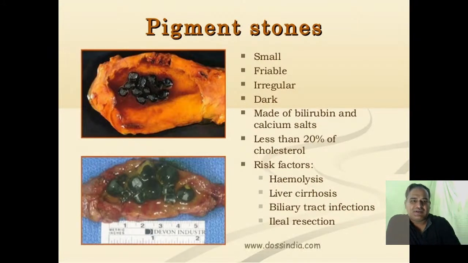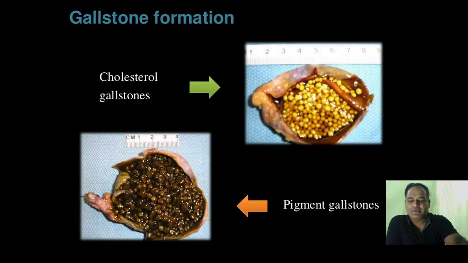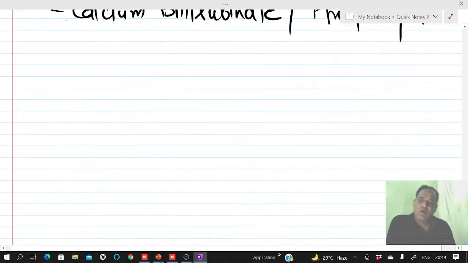Now, these are the causes. Multiple black pigment stones, they are small, they are friable, they are irregular. Now, what happens is, sometimes brown pigment stones form.